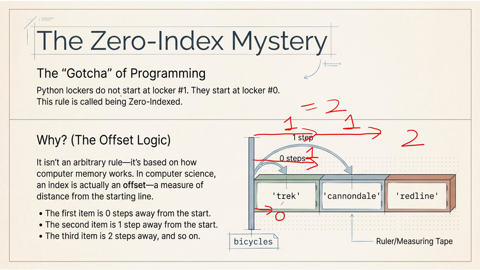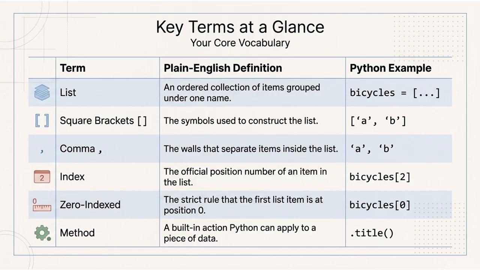So now let's move on to the next slide. A few terms we have to keep in mind. First is the list. So what is a list? It is an ordered collection of items grouped under one name. An example is this bicycles list. Here you see it starts with a square bracket, ends with a square bracket, and in between you can have any number of items, or you can have an empty list also.